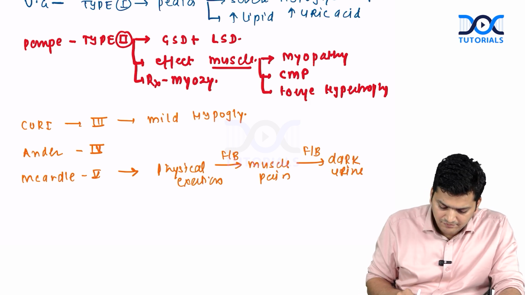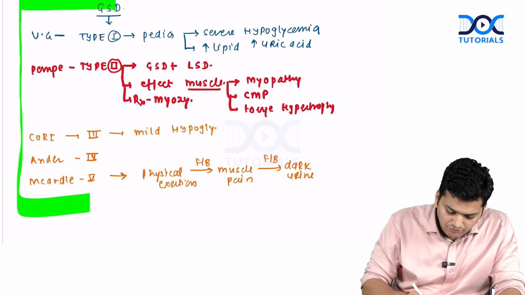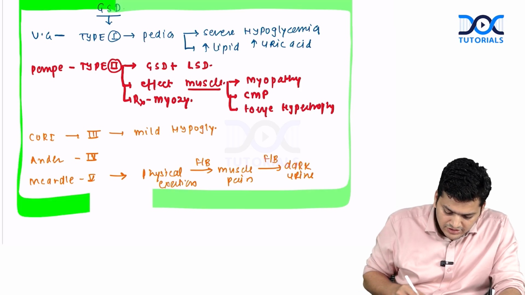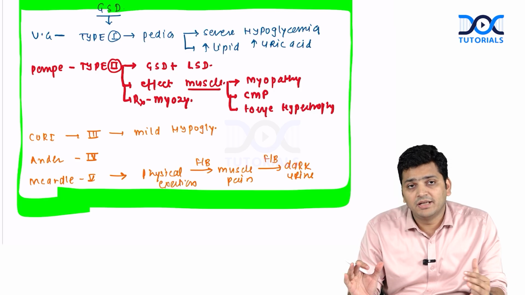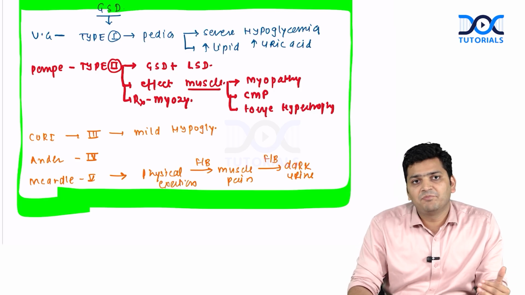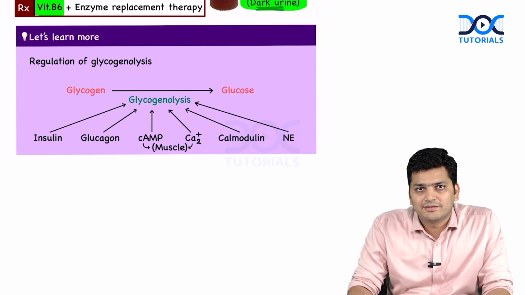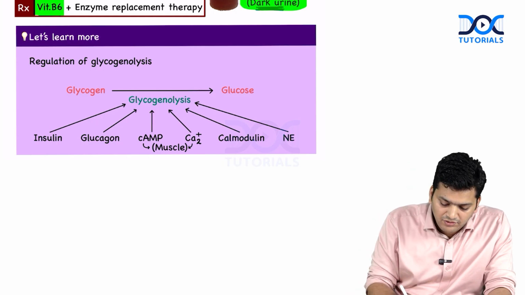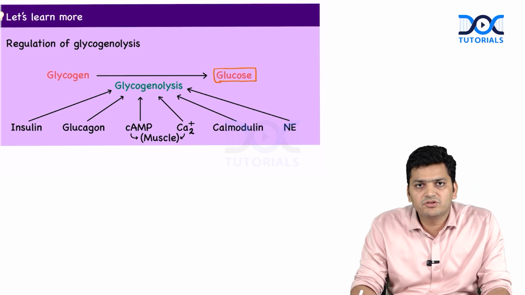This is McArdle. So these are the hints for the diagnosis of the various glycogen storage diseases. This is how glycogen is metabolized, the glycogen synthesis and the glycogenolysis also. Let's understand the regulation of glycogenolysis, how the breakdown happens. We know that the product of glycogenolysis is glucose. When you cut the glycogen, the ultimate product is glucose.